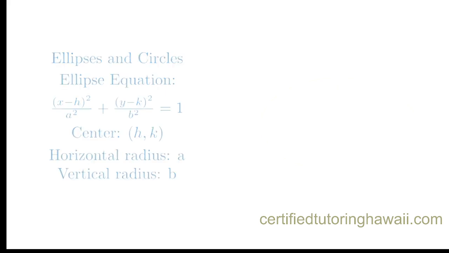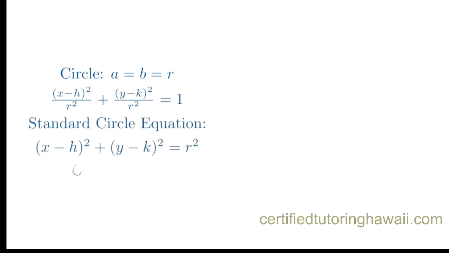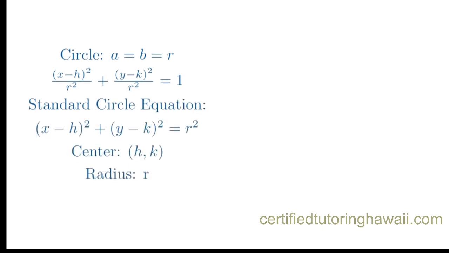The key feature here is the plus sign and the equation being equal to 1. Now, let's talk about the special case, the circle. A circle is simply an ellipse where the horizontal radius a is equal to the vertical radius b. Let's call this common radius r. If we substitute r for both a and b in the ellipse equation, we get the quantity x minus h squared over r squared plus the quantity y minus k squared over r squared equals 1. If we multiply the entire equation by r squared, we arrive at the familiar standard equation for a circle, the quantity x minus h squared plus the quantity y minus k squared equals r squared. In this equation, (h, k) is the center, and r is the radius. We have now seen that a circle is a special case of an ellipse.